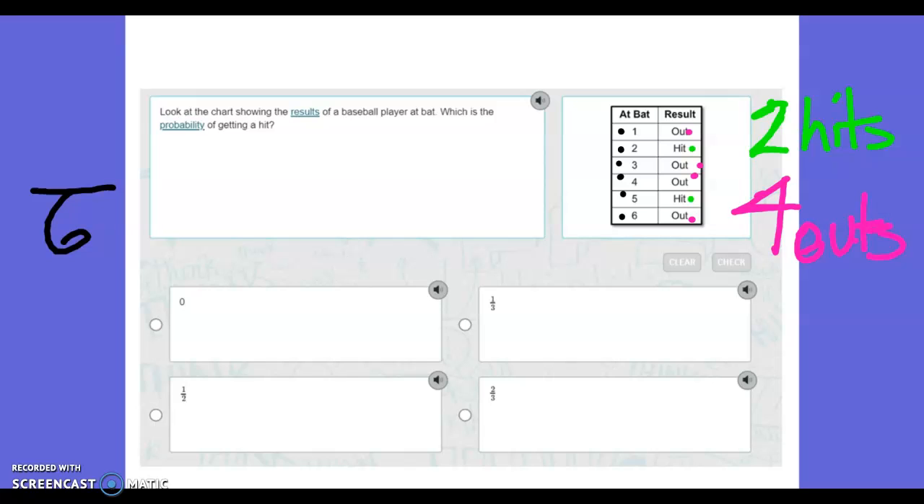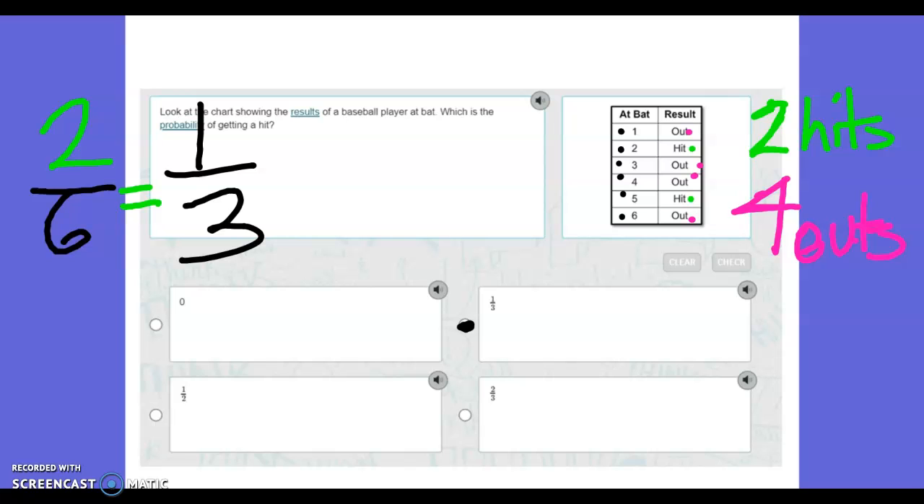Okay. So we're looking for the probability that we get a hit. So what are the favorable outcomes when it comes to the number of hits? You're absolutely correct. It's going to be 2 out of 6. So let's look at our answer choices. I don't see 2 out of 6. Am I wrong? Oh, you know what I forgot to do? I forgot to simplify my probability. So we know that 2/6 can simplify to 1/3. So I have 1/3 as my answer.